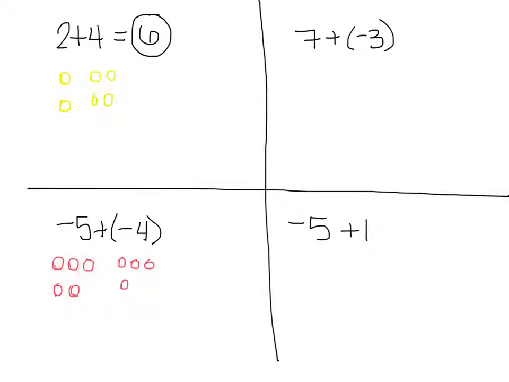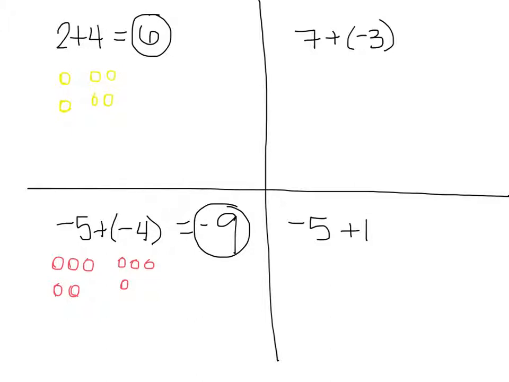1, 2, 3, 4, 5, 6, 7, 8, 9. My answer is 9, but it's not just 9. It's 9 negatives. So I'm going to call the answer negative 9. Negative 5 plus negative 4 is negative 9.